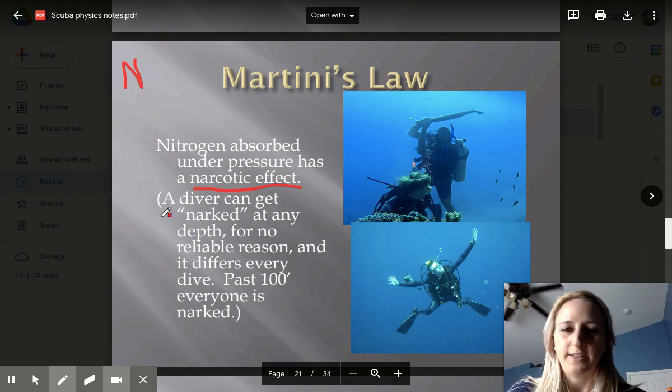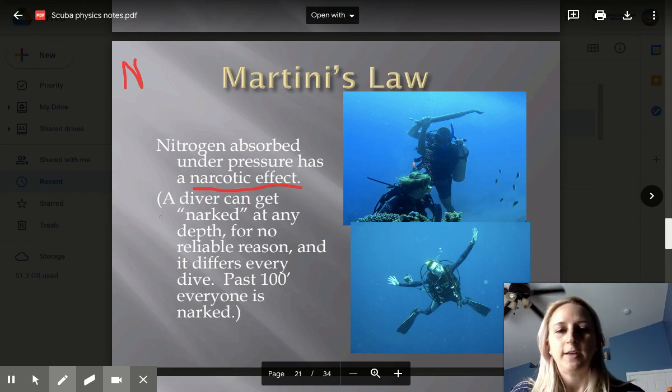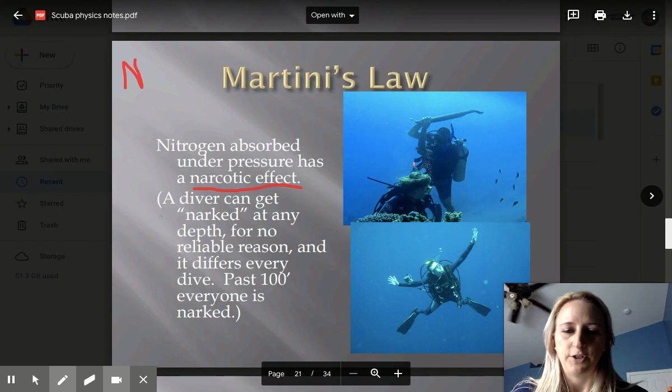All right, so that's being narked. Also has to do with nitrogen, but it's not the same as the bends. The bends is the nitrogen bubbles, can cause more permanent damage. And I think that's all I have time for now.